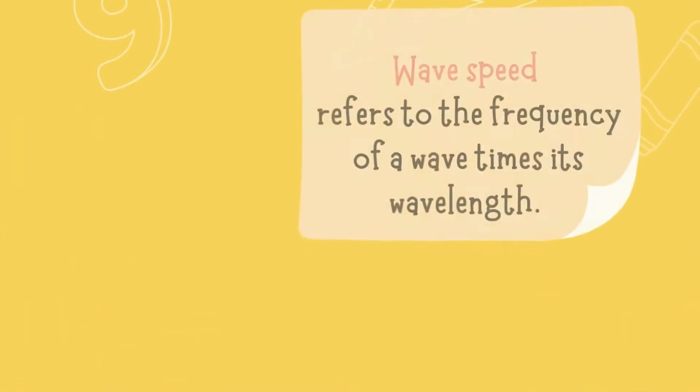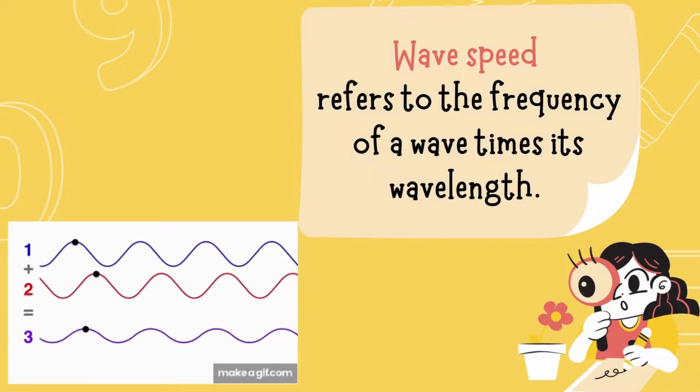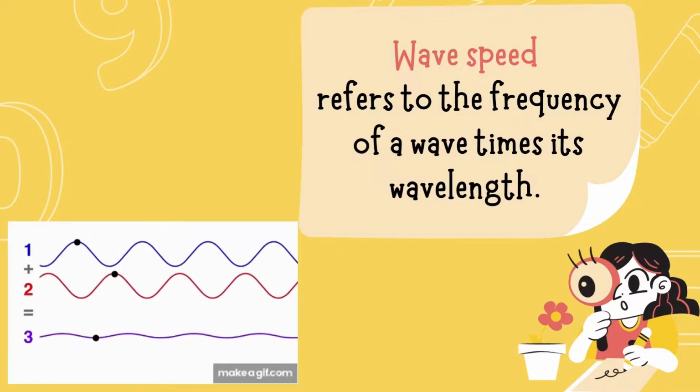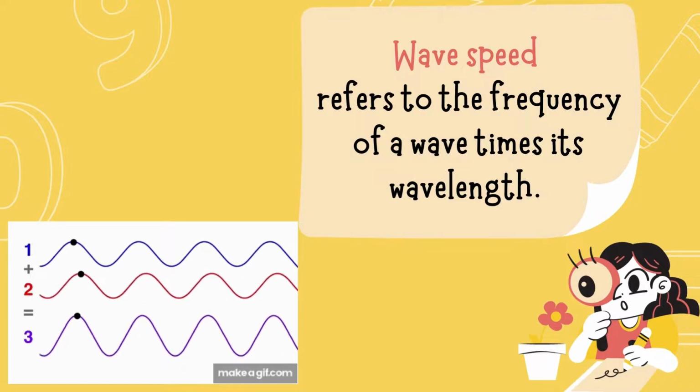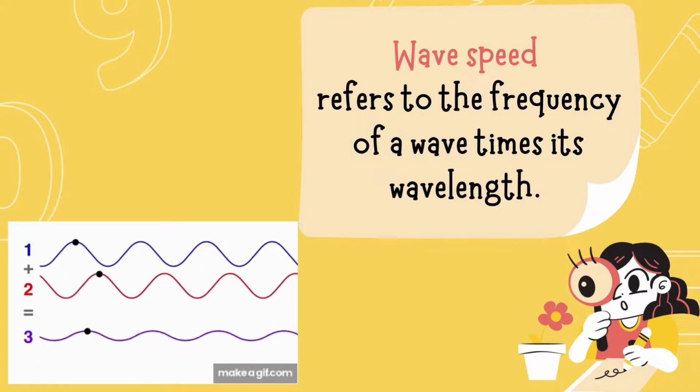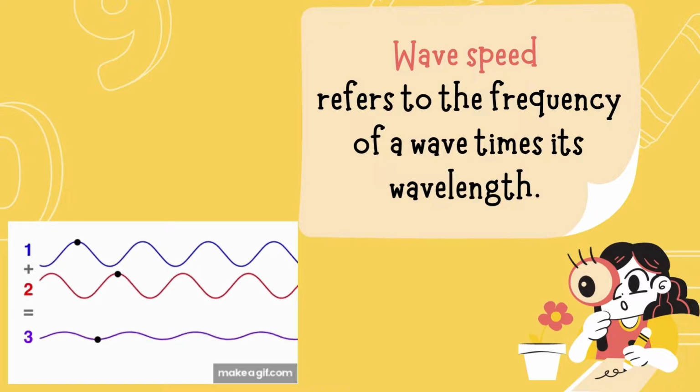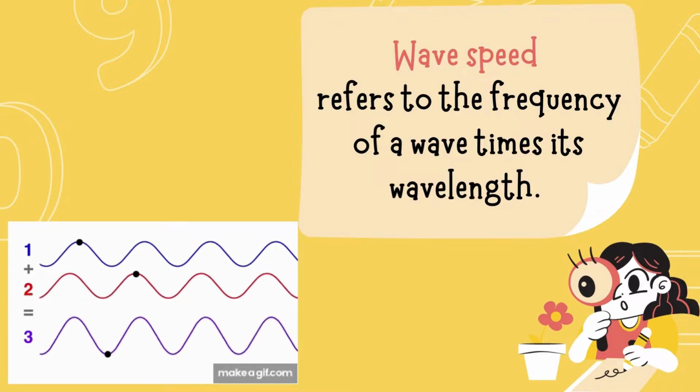The wave speed refers to the frequency of a wave times its wavelength. The speed of a wave depends upon the medium through which it travels. Waves move more slowly in a denser region.